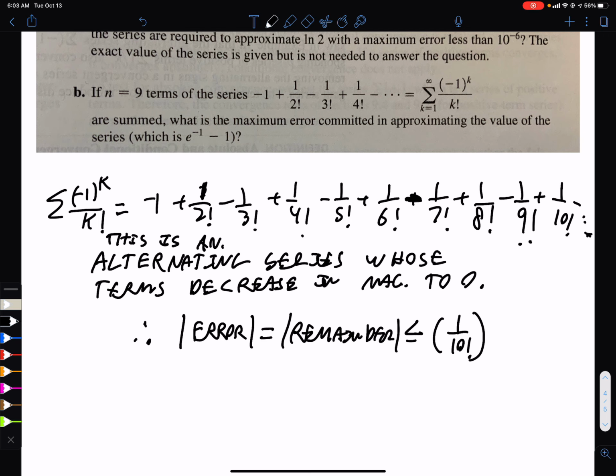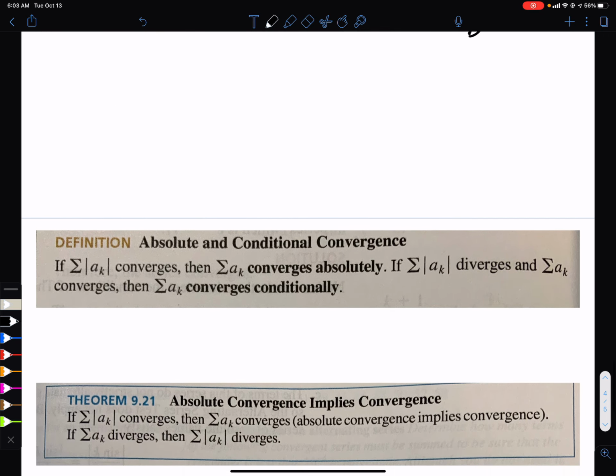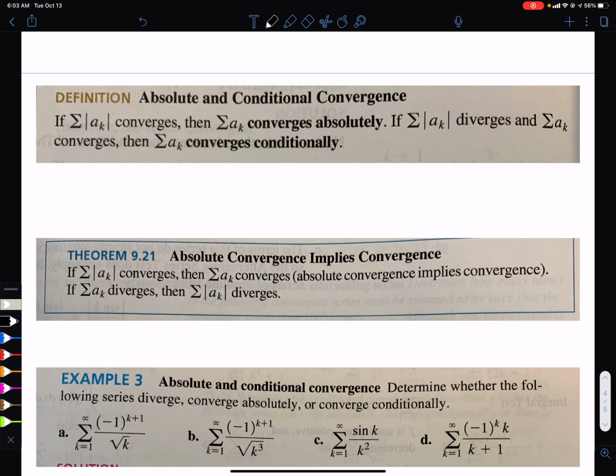I need one more topic and we'll be done. Okay, absolute and conditional convergence. So this happens when you have an alternating series. So let's look at what it's saying, and once you get this, it's really easy.